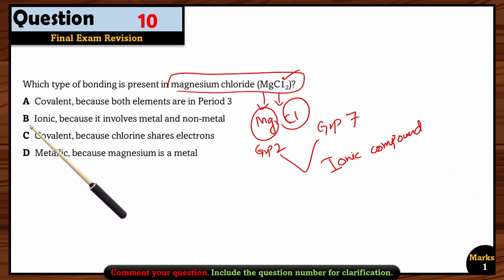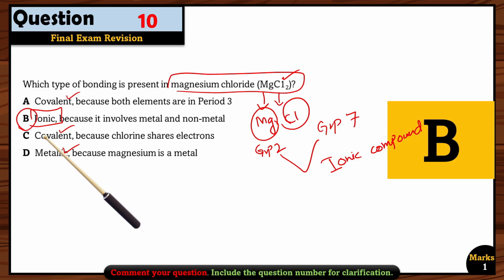If you see here, option B has ionic bond. It is written already here. So the bonding that is present is ionic bond, and no other option is showing the word ionic bond. So you don't have to read it completely. Just choose option B. That is the right option. Okay, so option B is correct.